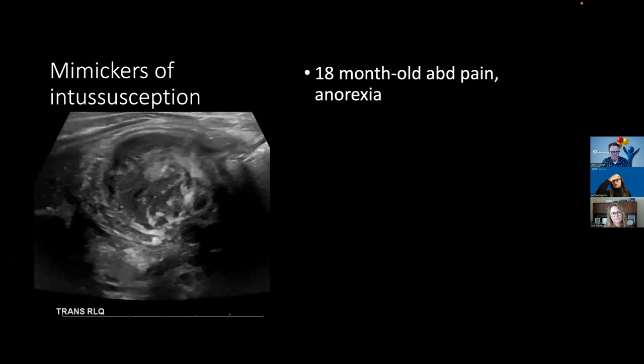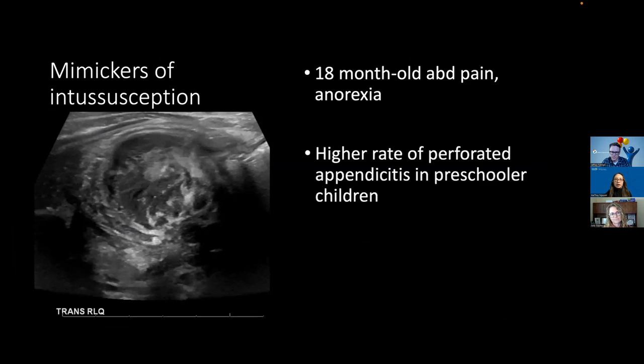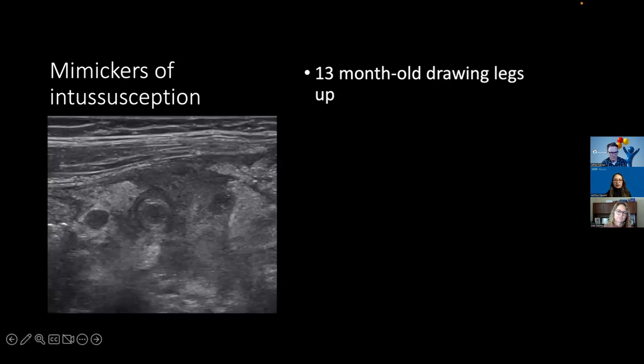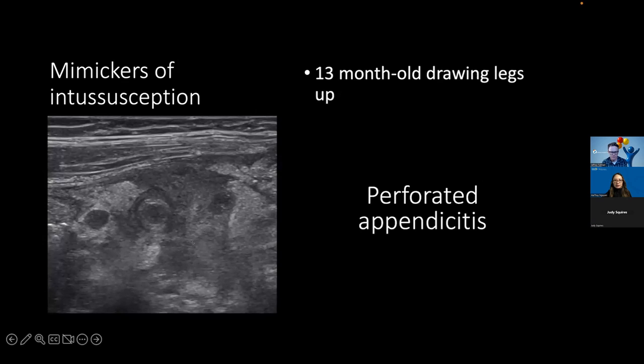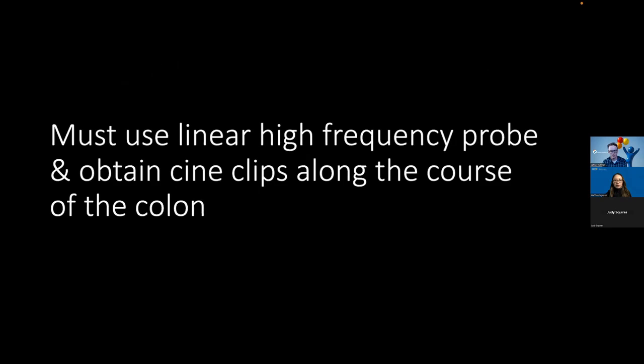Just lastly, a lot of the mimickers are going to be perforated appendicitis. Both of these cases are younger children. When you see something that looks like an ileocolic intussusception but doesn't quite fit, always think about acute appendicitis in the back of your head, because in these cases we didn't have to do any unnecessary reduction, as both were cases of perforated appendicitis.